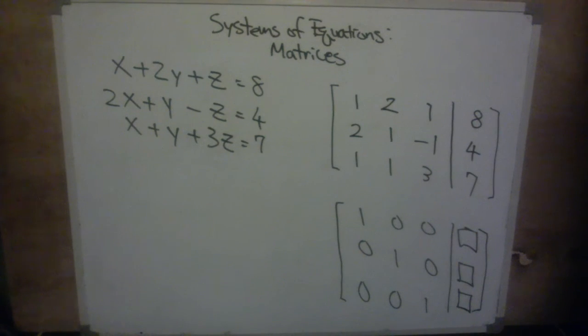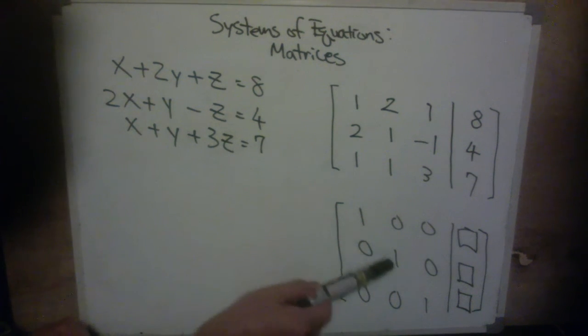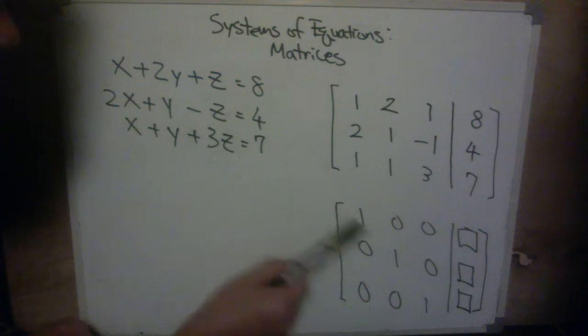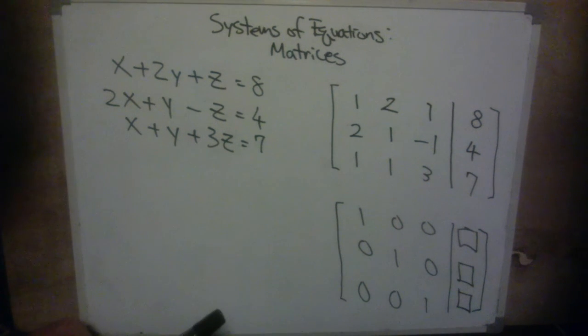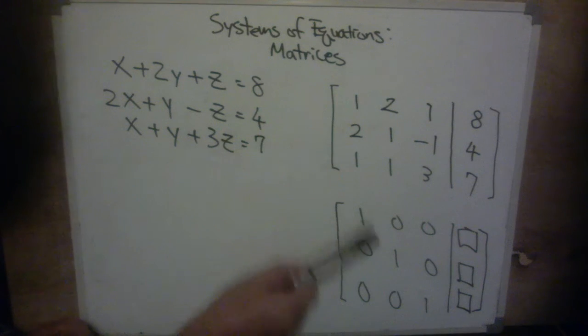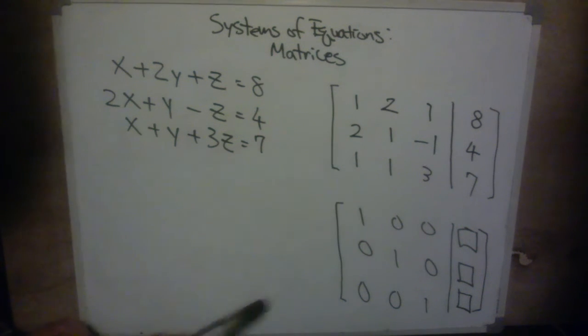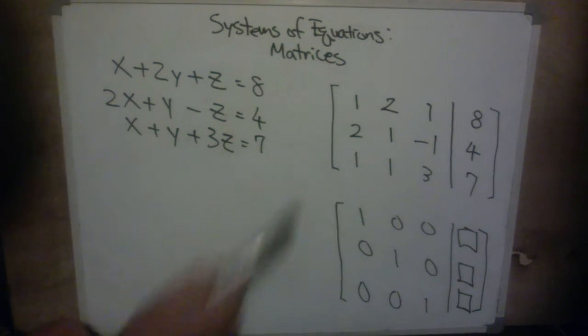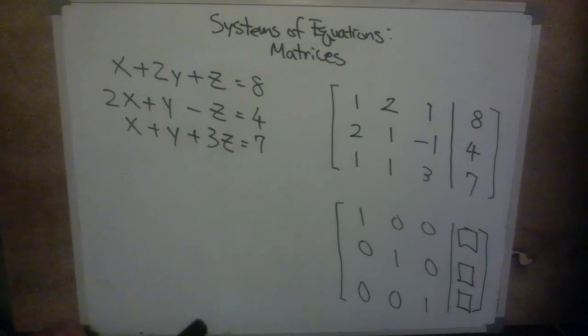So let's solve this, right? The first thing I want to do is get all these 1s in the diagonal positions. So that's the first thing you want to do. You want to get all these 1s here. I already have 1s in some positions, so that makes things easier for us.